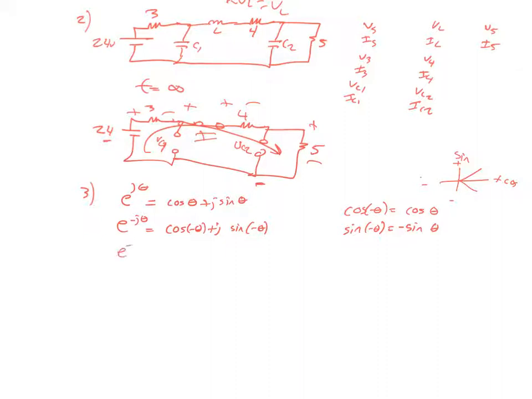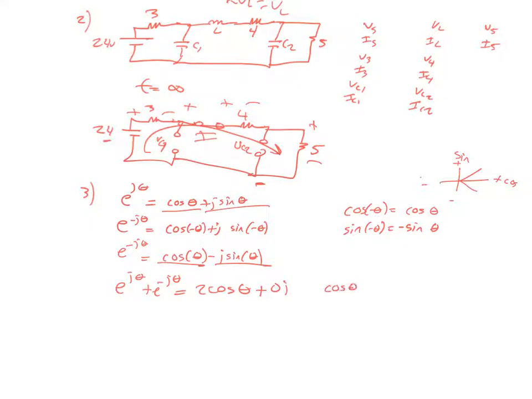So essentially, e to the minus j theta equals cosine of theta minus j sine of theta, right? Then e to the j theta plus e to the minus j theta equals, I've got a cosine here and a cosine here, that's 2 cosine theta, and a minus j sine theta and a plus j sine theta, which is 0j. So cosine of theta is equal to e to the j theta plus e to the minus j theta over 2.